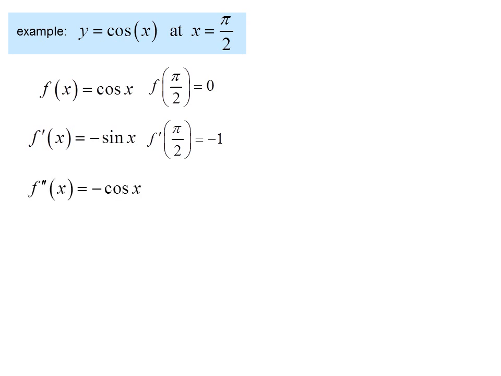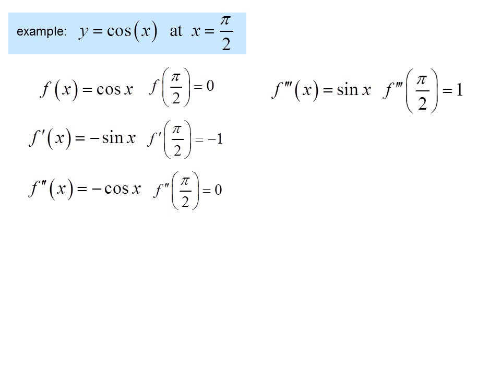The second derivative is negative cosine x. The second derivative at pi over 2 equals 0. The third derivative is sine x. The third derivative at pi over 2 is the sine of pi over 2, or 1. The fourth derivative is cosine x, and the cosine of pi over 2 is 0, so the fourth derivative at pi over 2 is 0.